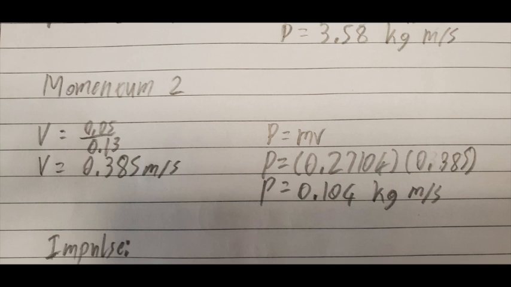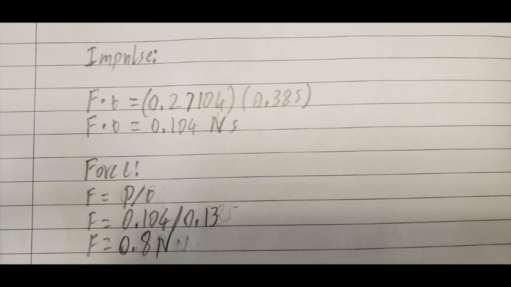Then plug in the values into the momentum formula. 0.27104 kilograms times 0.385 makes 0.104 kilogram meters a second. Now to check our impulse again, we solve the formula Ft equals mv, where we multiply the mass by the velocity again, we get 0.104 newton seconds. Then we divide the impulse by the time of 0.13 seconds, we get a force exerted by the ground of 0.8 newtons.